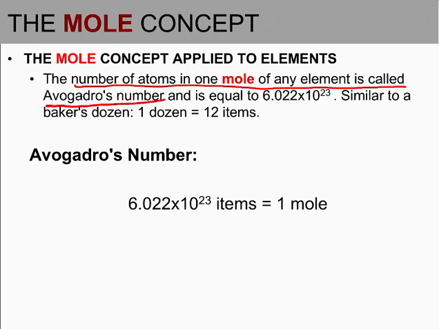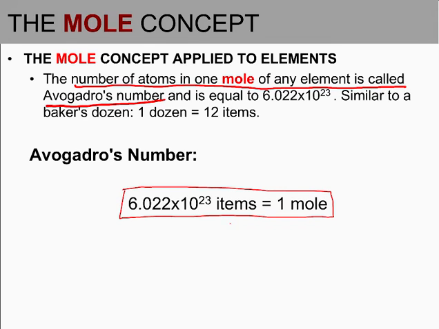But this number is similar to a baker's dozen. So if we say that we have a dozen of something, that means that we have 12 of that something. So if we have a dozen eggs, that means we have 12 eggs. And it's the same exact thing with the mole. If we say we have 1 mole of anything, then that means we have 6.022 times 10 to the 23rd of that item. So Avogadro's number, again, is 6.022 times 10 to the 23rd. And this is going to be a really key equality that we're going to use a lot.